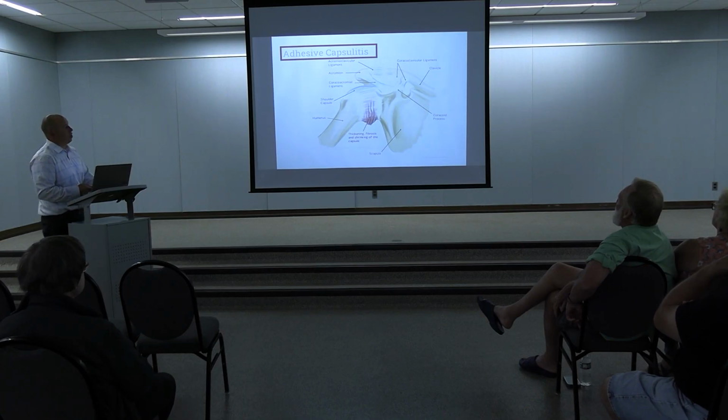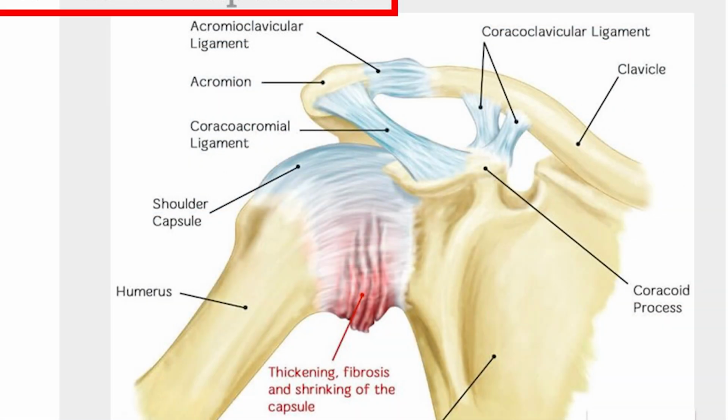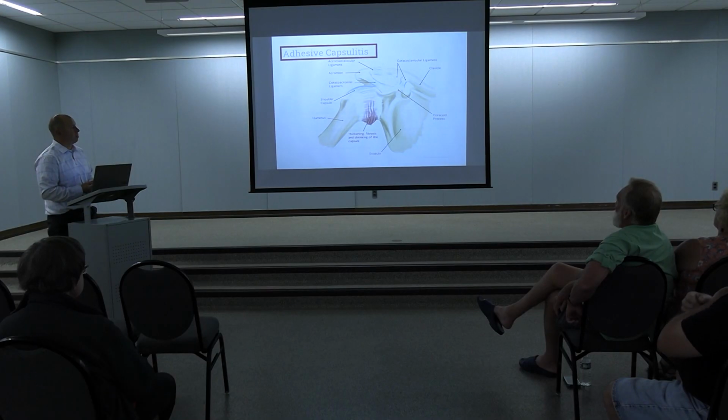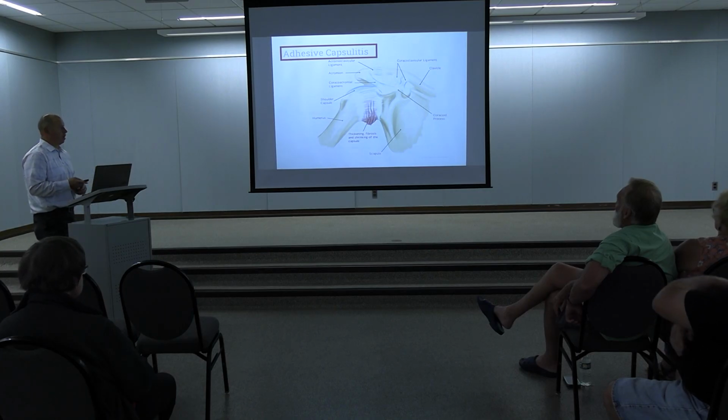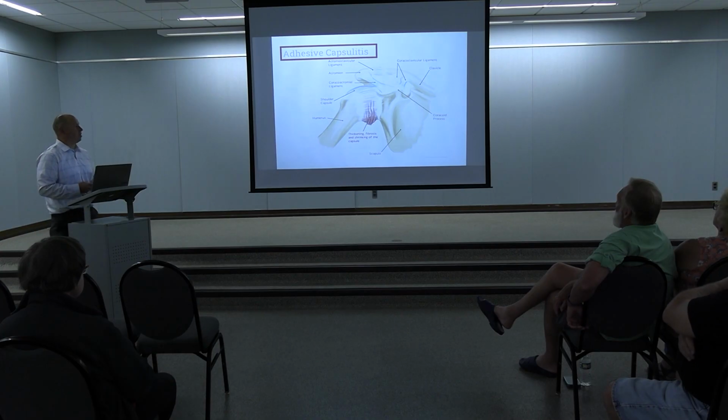So here's an illustration. Here's the capsule here. Your rotator cuff muscles will be coming over the top, so this capsule is actually underneath the rotator cuff. And you can see the thickening and fibrosis and shrinking of the capsule in there. That's going to cause pain and limited range of motion. This can be quite painful, with oftentimes the pain being more severe at night, making it very difficult for people to get sleep.